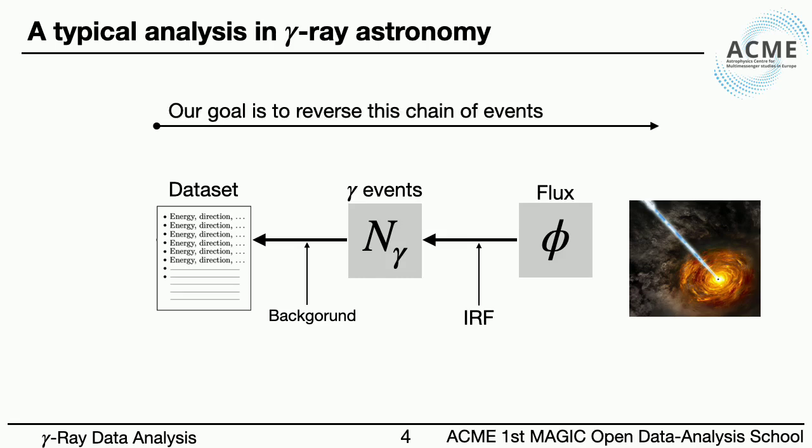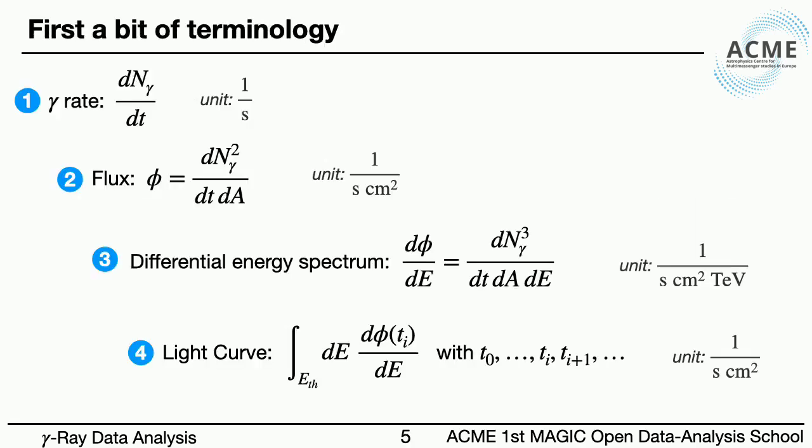In other words, what we want to do in a gamma ray data analysis is to reverse the following chain from flux to photons arriving at the telescope to reconstructed events. So our analysis is an attempt to invert this process. But before going further, let me introduce some terminology that will appear throughout the talk.